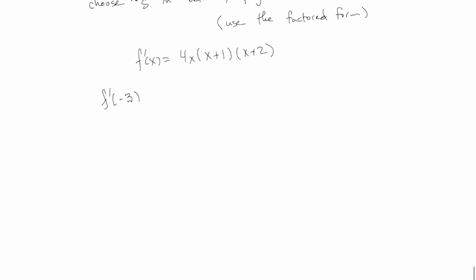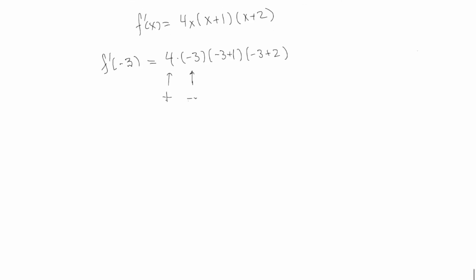What's it going to be? Plug into the factored version. This says 4 times -3 times -3 plus 1 times -3 plus 2. Now, you don't need to reach for your calculator to do these. All you got to check out is the signs of each of those pieces. The 4, of course, is positive. -3 is negative. What about -3 plus 1? That's -2, which is negative. And then -3 plus 2 is -1, which is also negative. Ugh. It's a struggle.